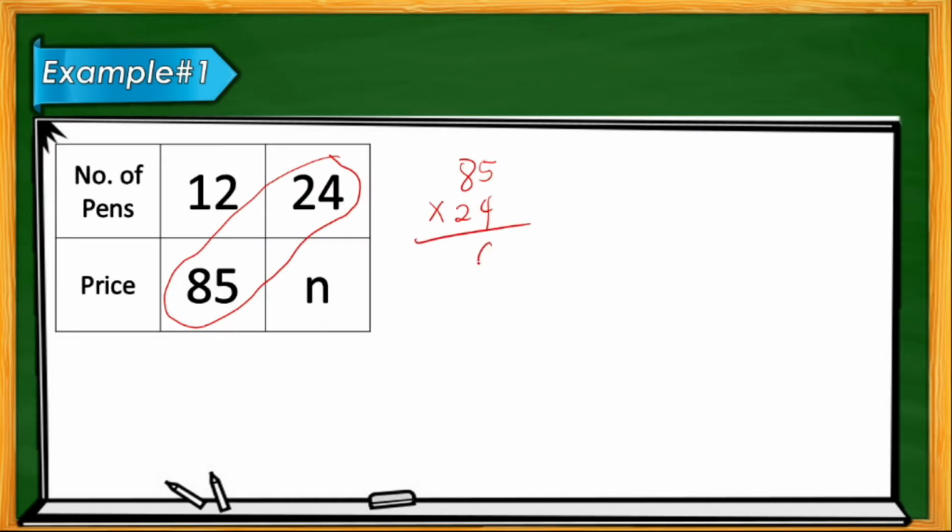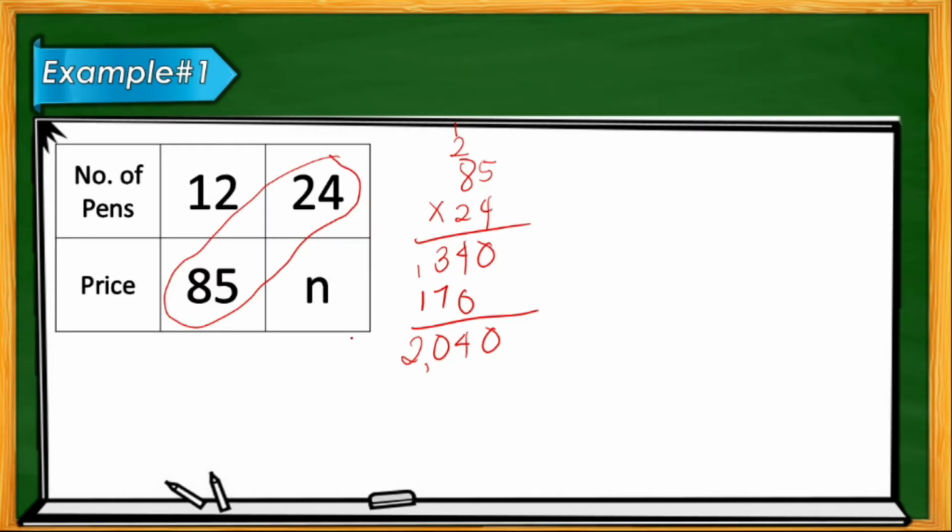4 times 5, the answer is 20. 4 times 8 is 32 plus 2 is 34. And then 2 times 5, the answer is 10. Regroup 1. Then 2 times 8, the answer is 16 plus 1 is 17. So the answer is 2040. This would be the product of 85 and 24.